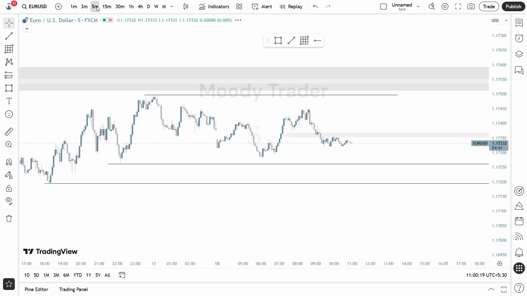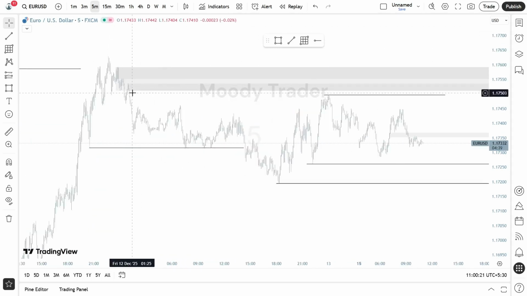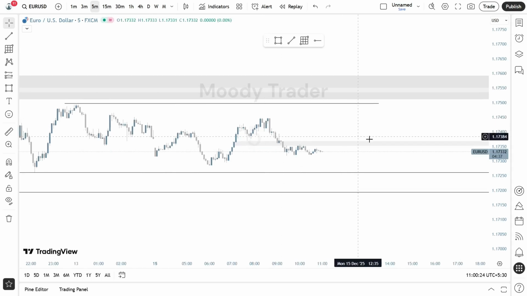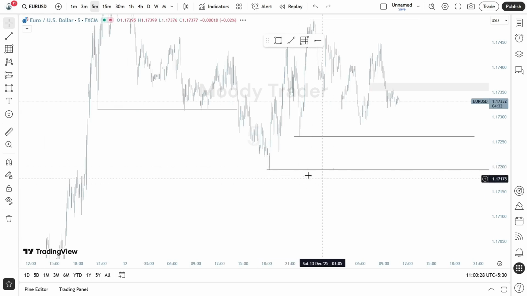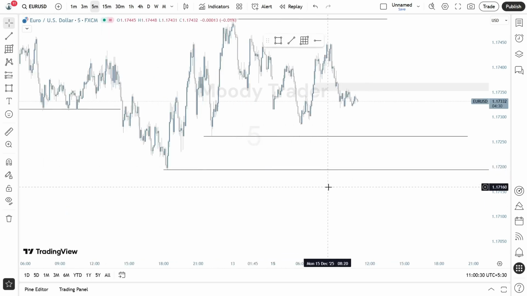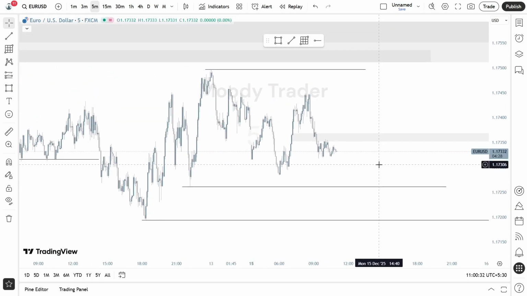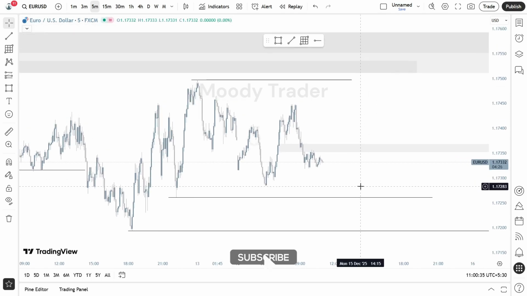Nothing much is clear in the 15 minutes, but the 5 minute is having a clear order block which is unmitigated in the market. So this level and this low is my ultimate target from where I'll be looking for a trade in the market. So this is pretty much it.